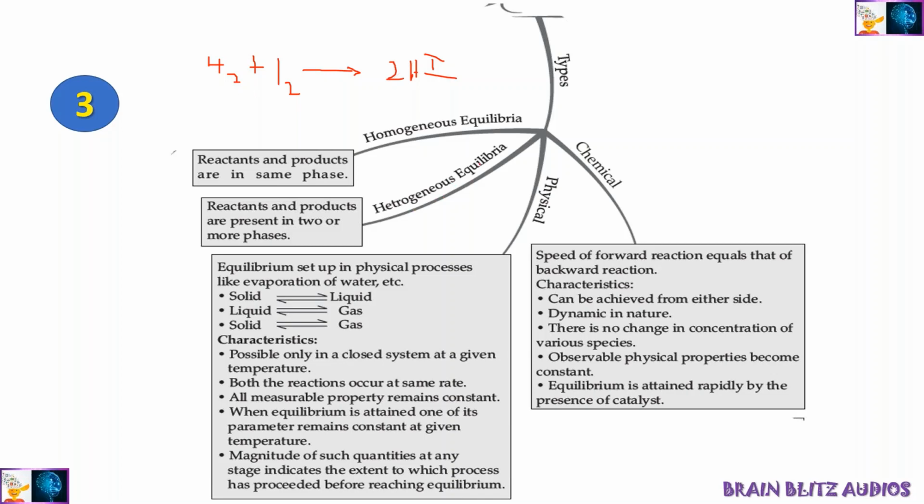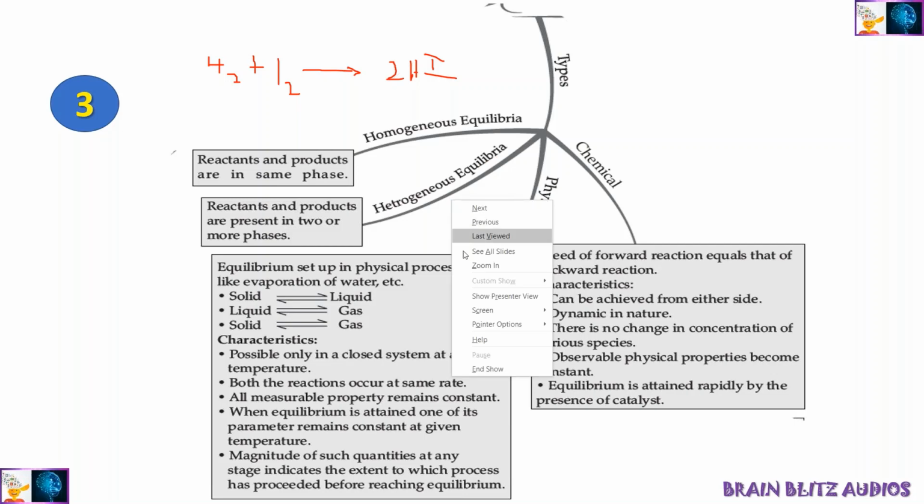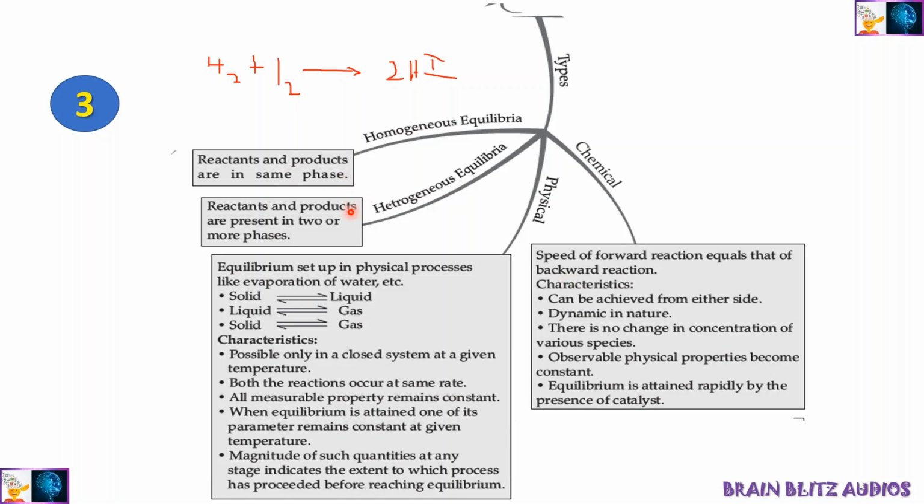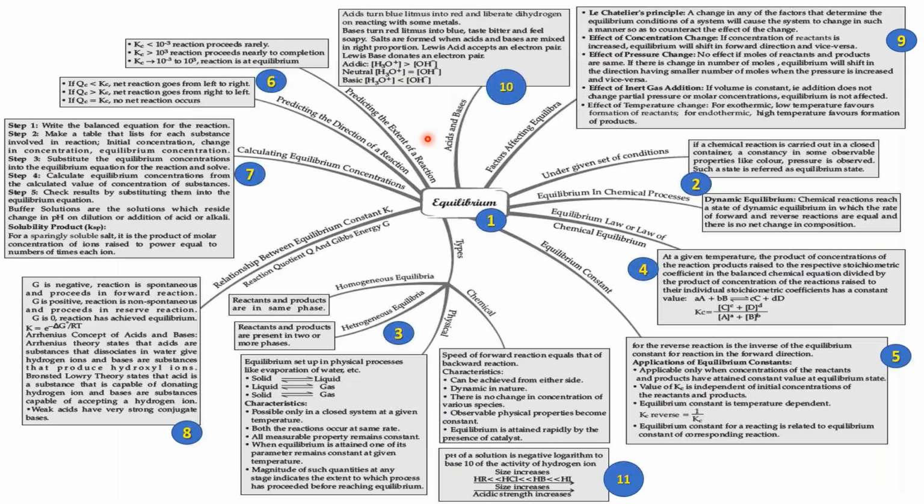While in heterogeneous equilibria, reactions such as CaCO3 decomposing to give carbon dioxide and calcium oxide would have different states. CaCO3 is solid while CO2 is gaseous, which proves that this is heterogeneous, while the earlier reaction that we wrote proves that this reaction is homogeneous. So that's all about the types of chemical, physical, homogeneous and heterogeneous equilibria and their properties.